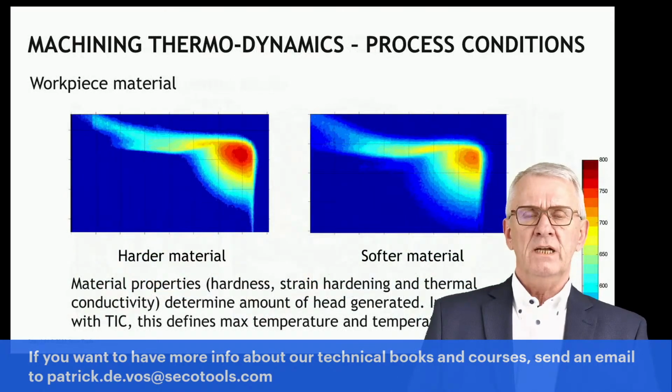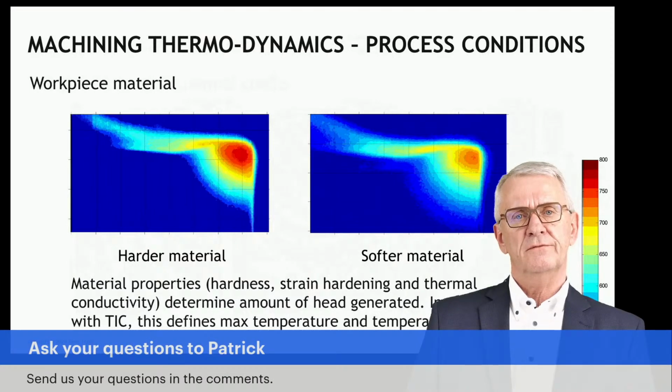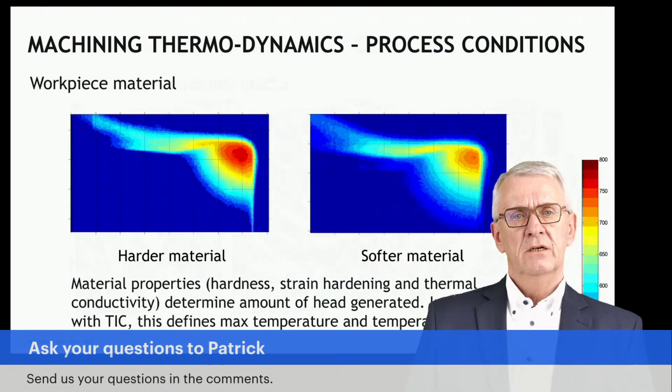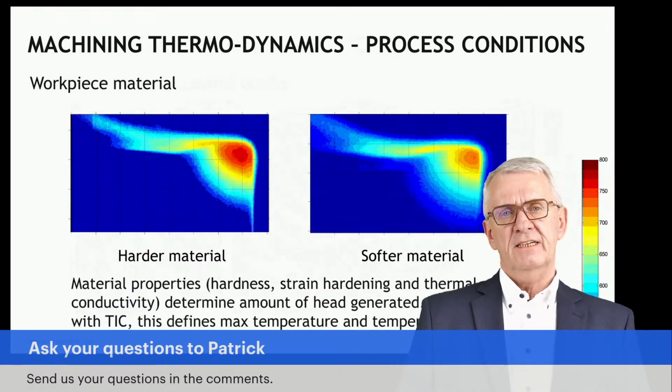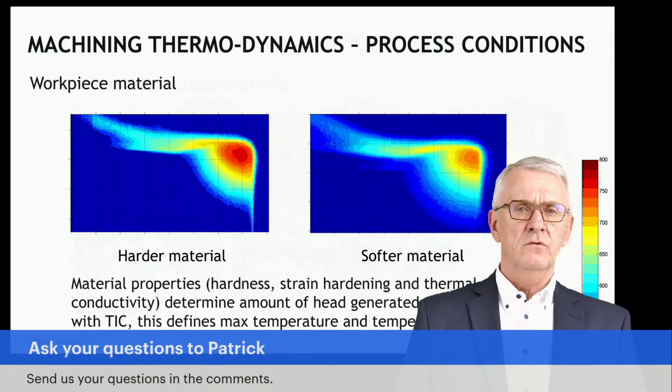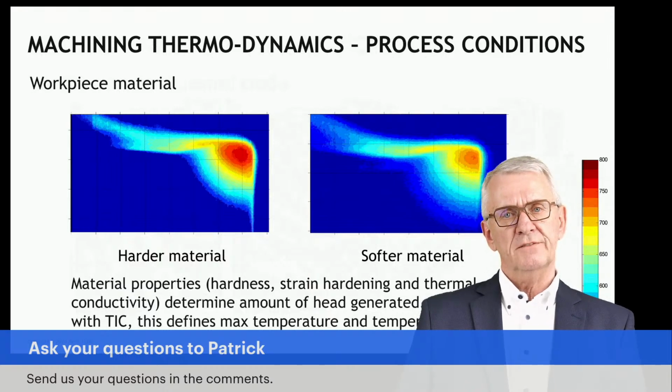Now, if we look, and I hope you recognize by now this type of photos, what you see is a cutting tool. You see the cutting edge to the right, close to the red zone. Then on top, you see the rake face. Going down, you see the clearance face. The chip is gliding over the rake face on top. And the different colors here represent different temperatures.